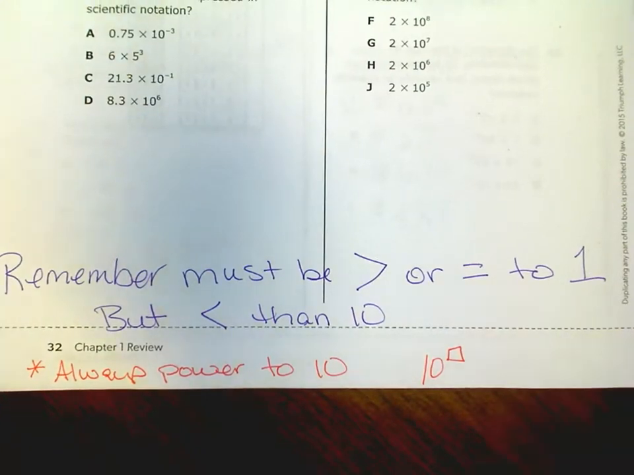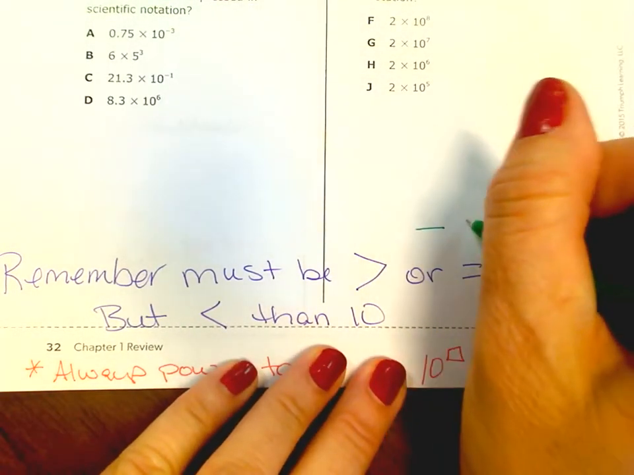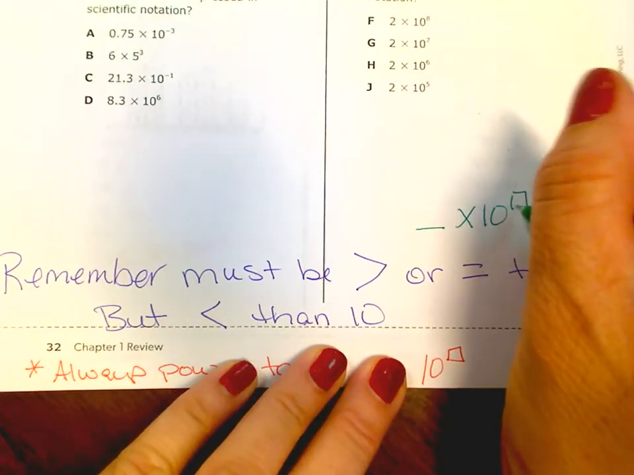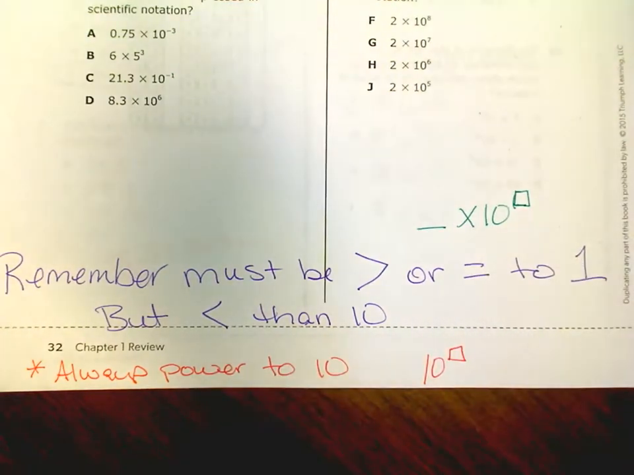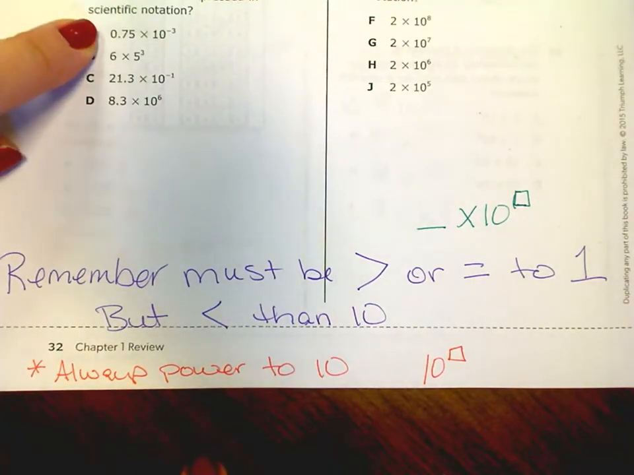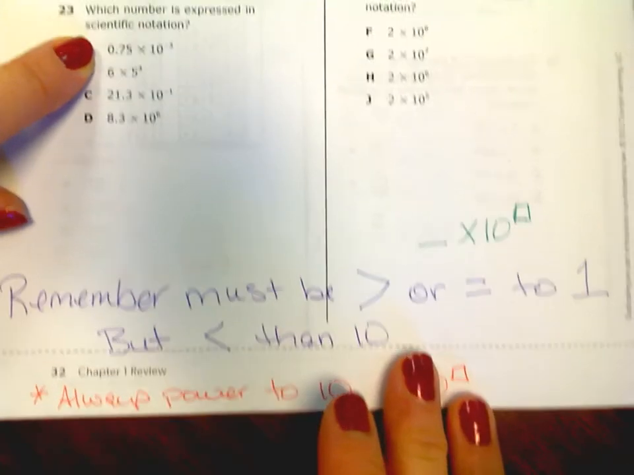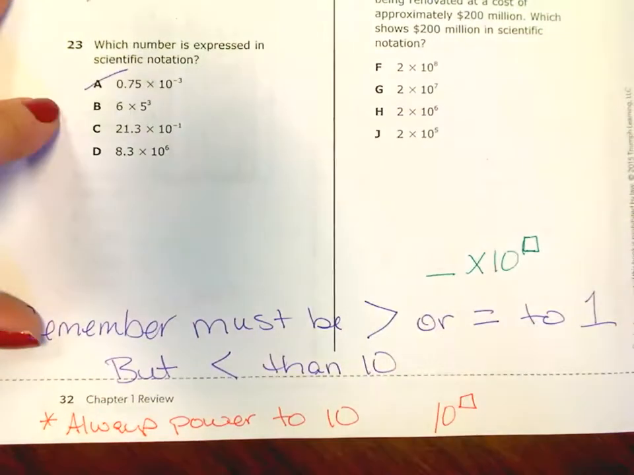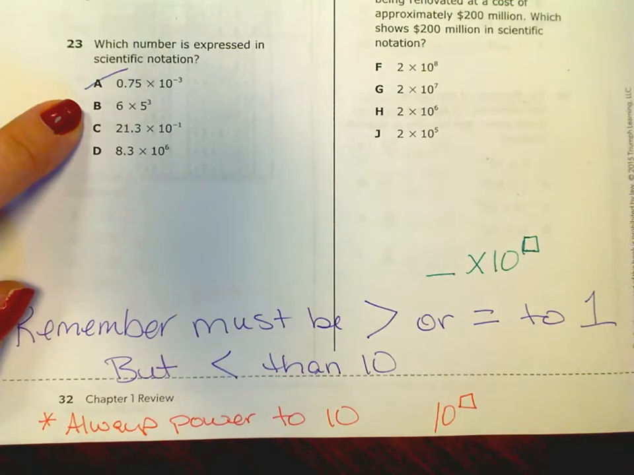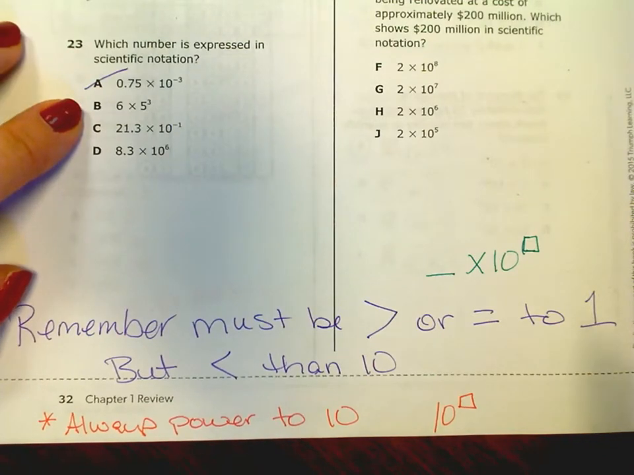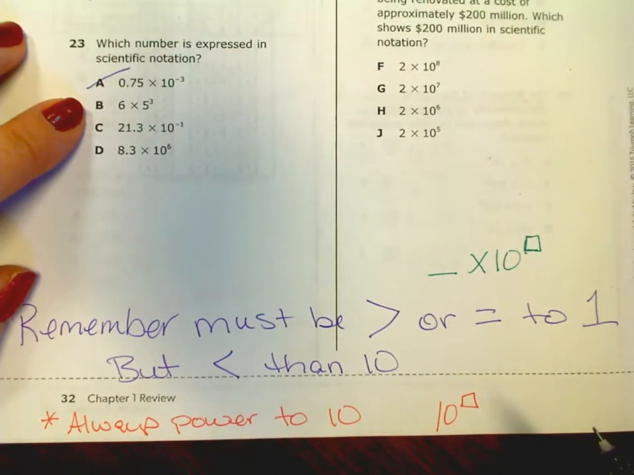So which one is in the correct order of scientific notation? It's going to equal a number times 10 to a power. That's the form it's got to be in. So it's got to be greater than or equal to 1. So this one is not. It's less than 1. B, it's got to be greater than or equal to 1. Hold on.